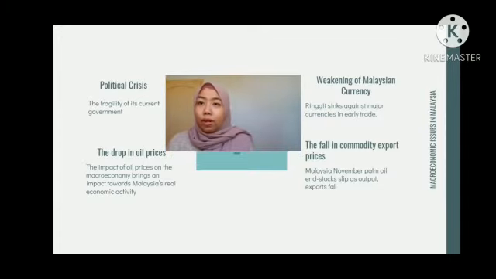The fall commodity export prices. Malaysia November palm oil end stock slips as output and exports fall to a more than 3-year low, as production slumped and exports fell more than expected. Data from the industry regulator.